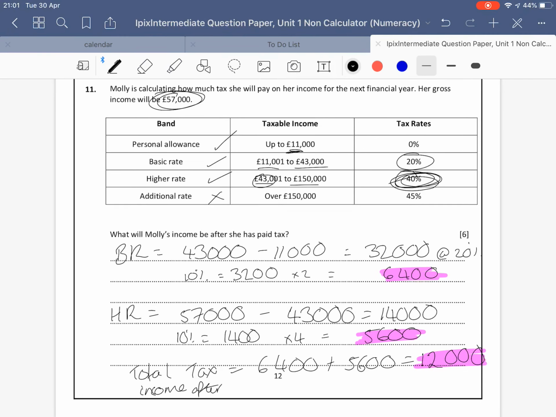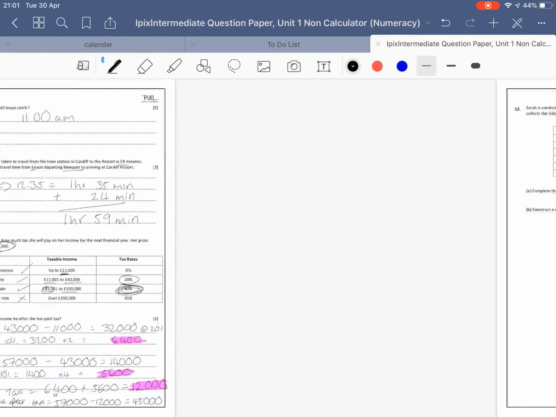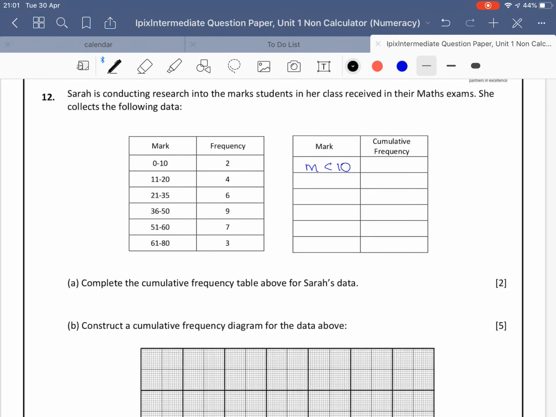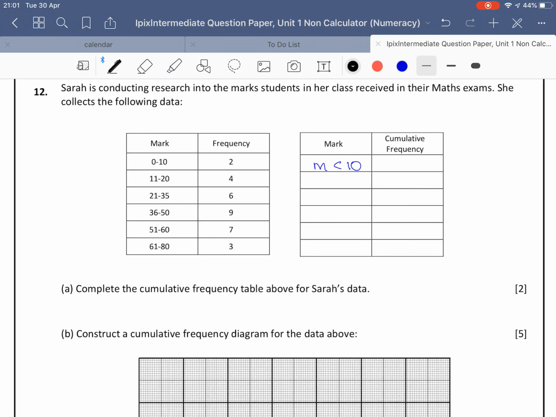Income after tax. So we take her 57 and we take away the 12, which leaves us with 45,000, which she can take home. But she's got to pay her bills and her rent and all that, so she doesn't actually get 45,000 by the time she pays for everything.